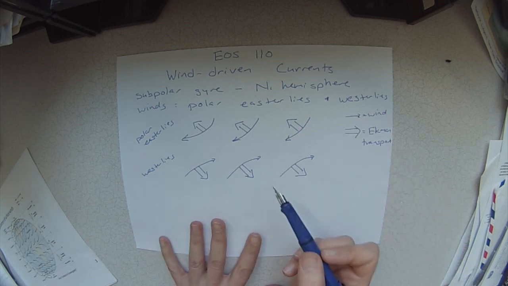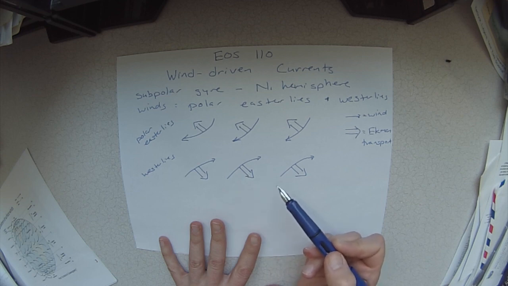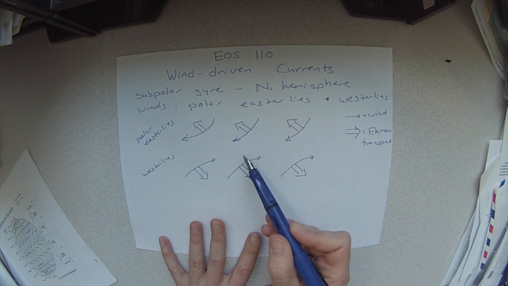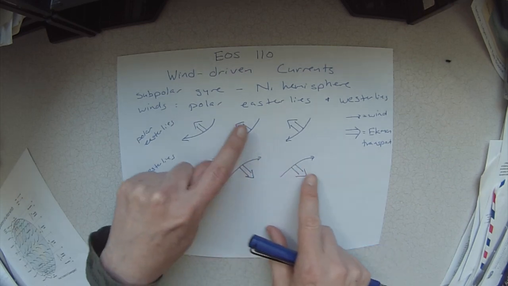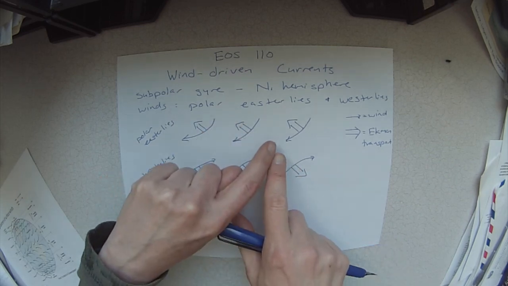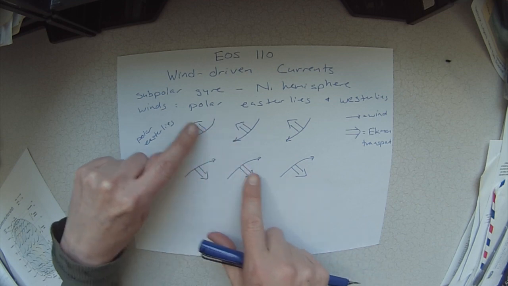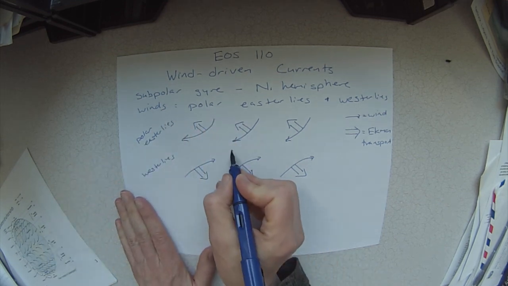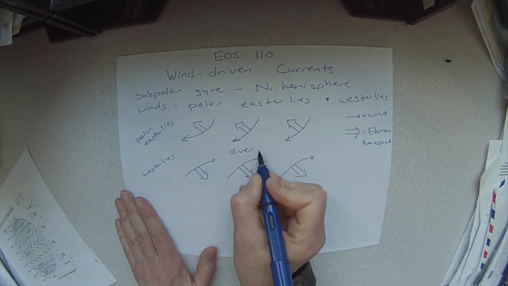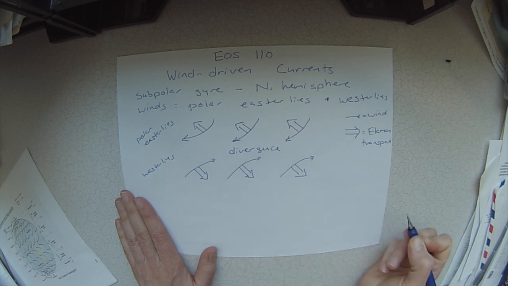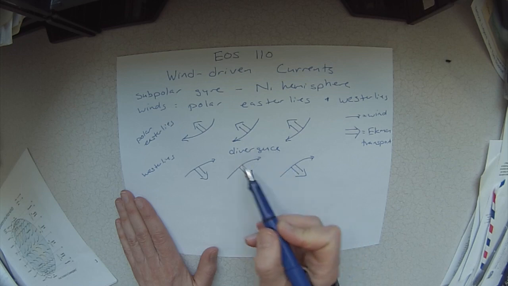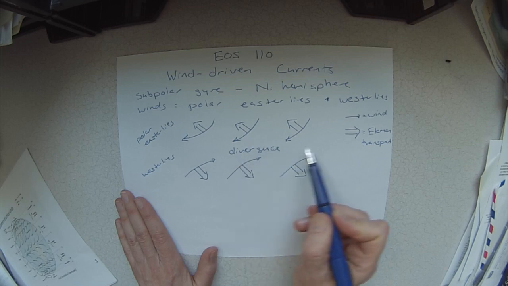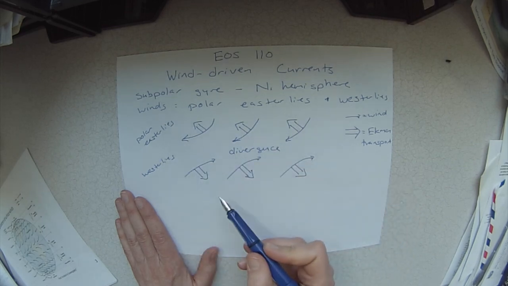Now the next step we want to think about is whether the water is coming together in the center of this gyre or pulling away. In the subpolar gyres, we can see that the water is moving away from the center, right? This water is kind of pulling away here. And so we have what we call divergence at the center of this gyre. The sea level here in the center is literally lower than the sea level around the outside.